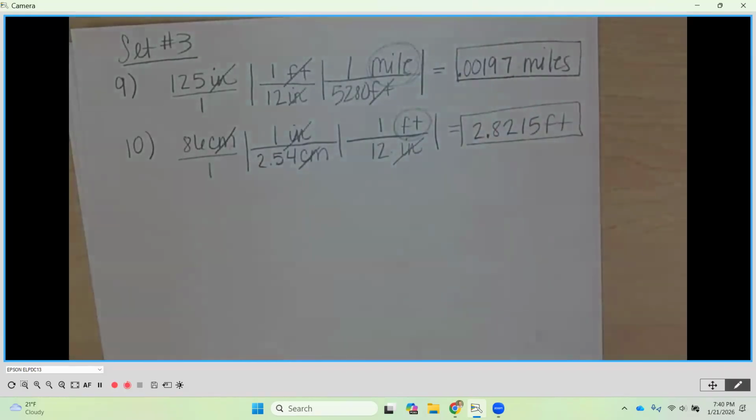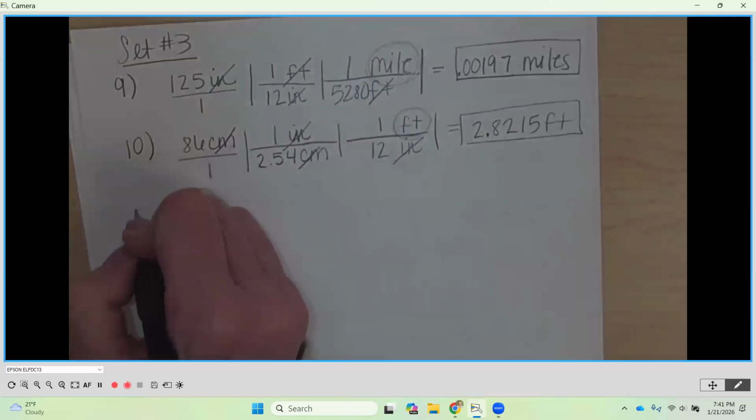Okay. I didn't do it a second time, but I got 2.8215 feet. These are fun, aren't they? Just excited. So good. All right, number 11.